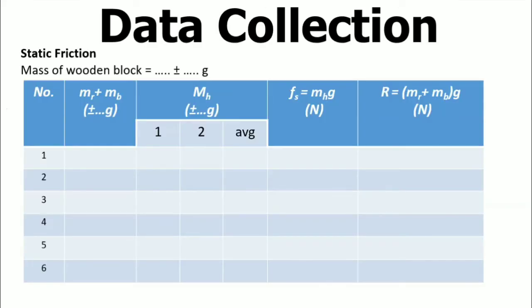In data collection section for the static friction, weigh the mass of the wooden block and after that complete the table section. Same for data collection section for kinetic friction. Weigh the mass of wooden block, complete the table and make sure to enter the uncertainty for your measurement.